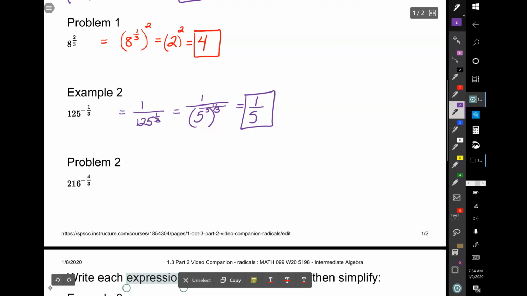Again, I encourage you to pause the video and try problem 2, which is 216 to the negative 4/3. So remember, those are exponents. They're just not showing that high up.